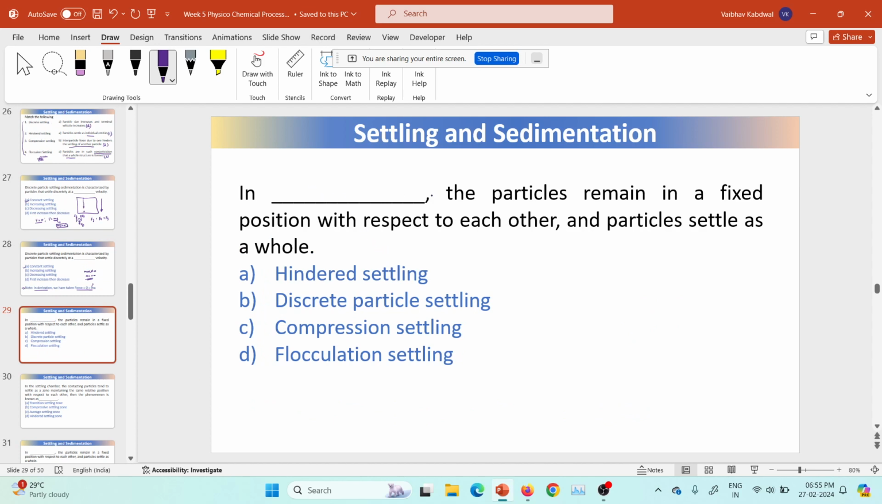In this type, the particles remain in a fixed position with respect to each other, and particles settle as a whole. This happens in hindered settling. Hindered settling is actually type 3 settling.